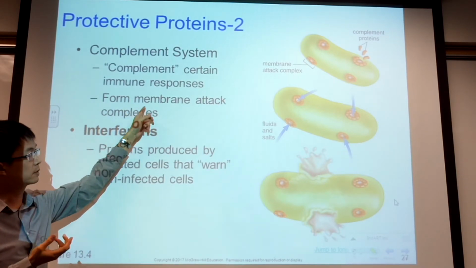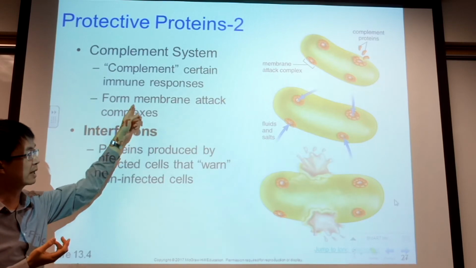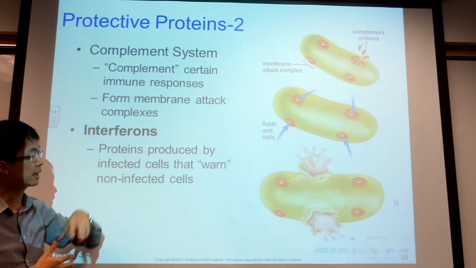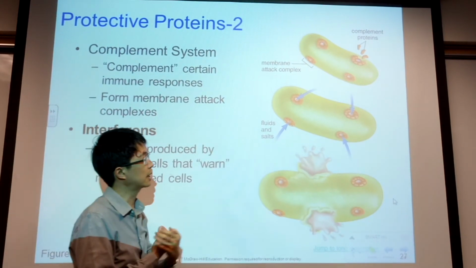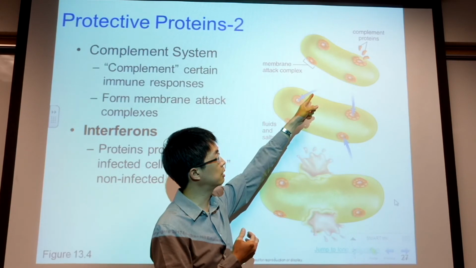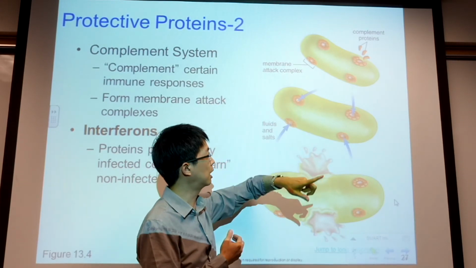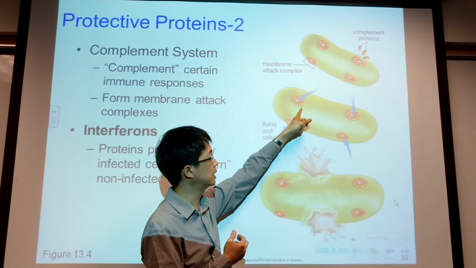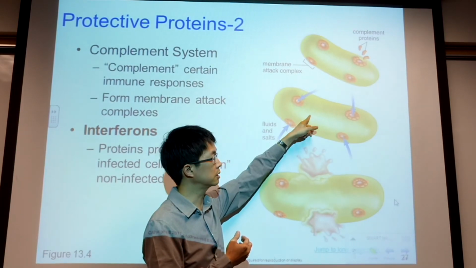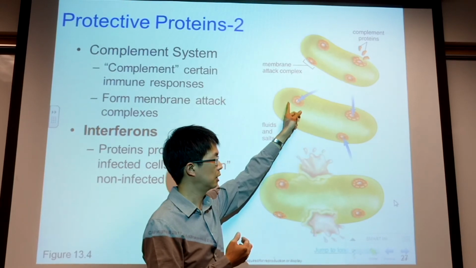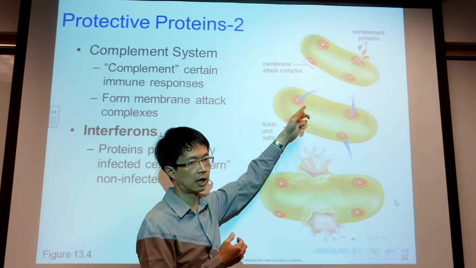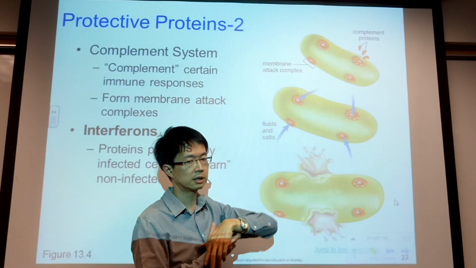One complement can form something called a membrane attack complex, MAC. MAC is called membrane attack complex. What it does is that the complement proteins insert into the cell membrane of the bacteria or pathogen. Then it forms a pore. The pore will cause the cell to become leaky, so the cytoplasm of the pathogen will leak out of the cell. In this case, it can kill the cell.